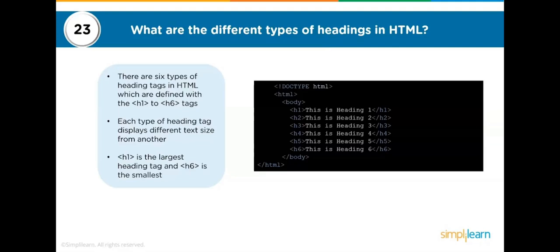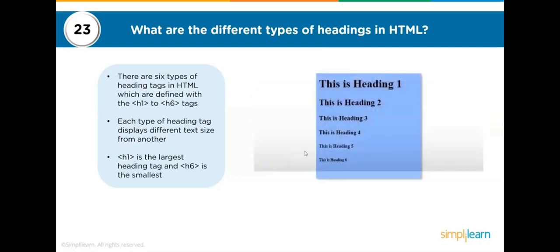Each type of the heading tag displays different text size from another, where H1 is being the largest and H6 is being the smallest. So on the right hand part of my screen, you can see the implementation of heading tags from H1 to H6. Now the output for this particular code segment is the H1, H2, H3, H4, H5, H6. So you can see that H1 is being the biggest one and H6 is being the smallest one.